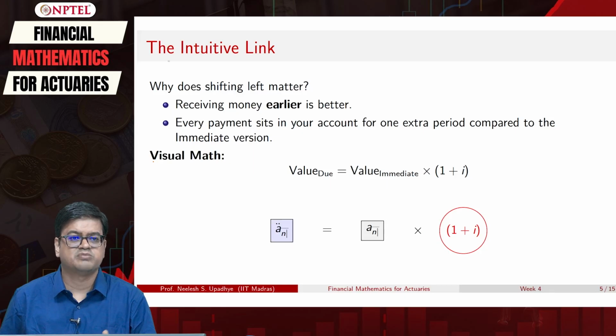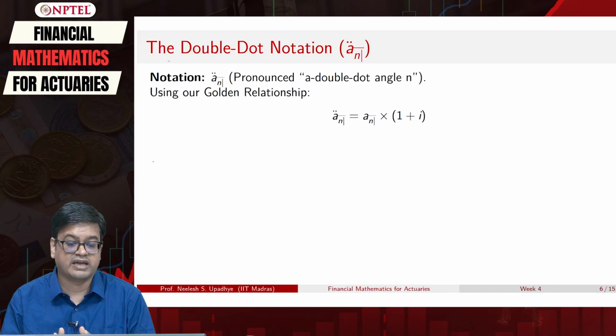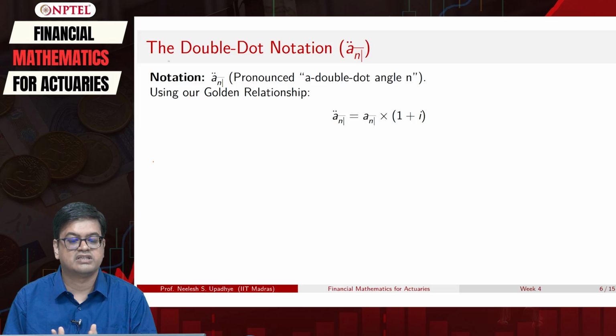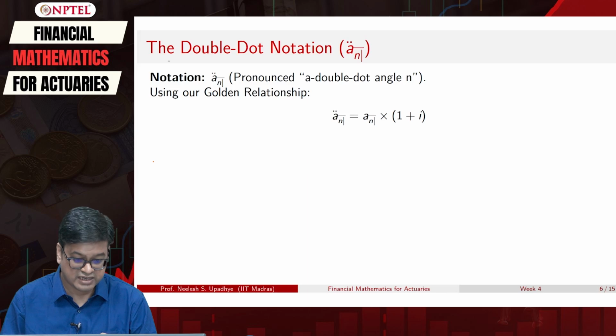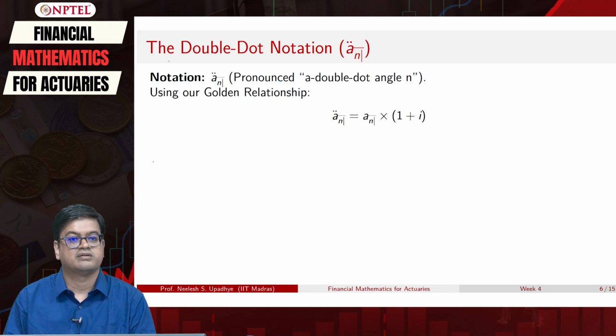So let us use this multiplication by 1 plus i and define this symbol, double dot a angle n. That's how it is pronounced. And the golden relationship is: a double dot angle n is a angle n into 1 plus i.